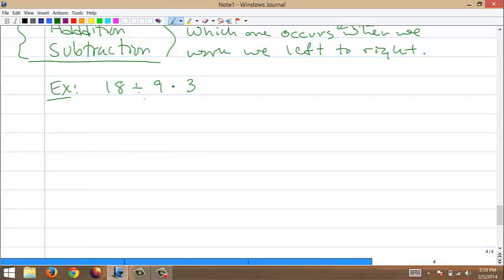So as we start with the 18 and go over, we see that the first operation that we encounter is this division, which means we want to do that first. So 18 divided by 9 is 2, because 9 goes into 18 two times. Then bring your multiplication down, and now we only have one operation left, and 2 times 3 is, of course, 6. And so that's actually as far as we can go.